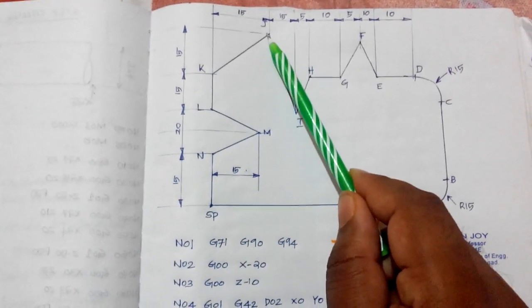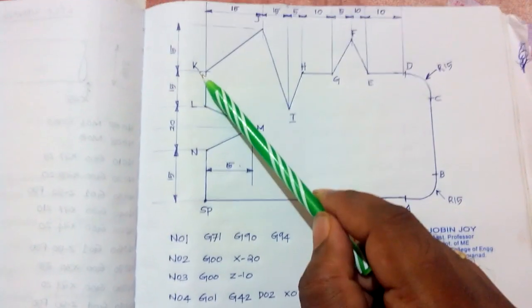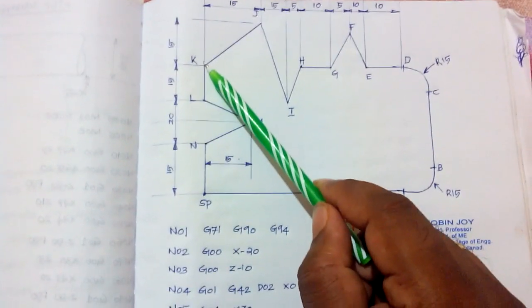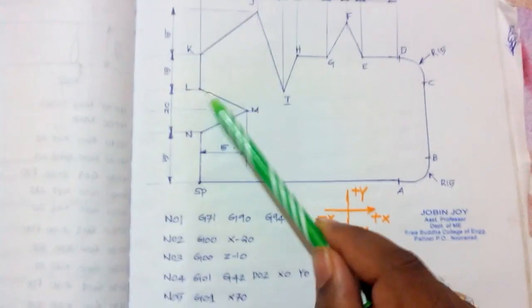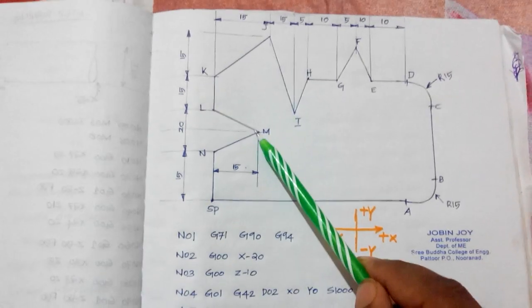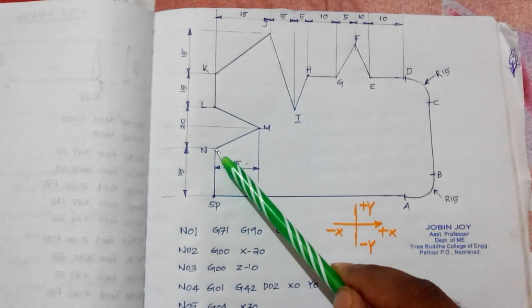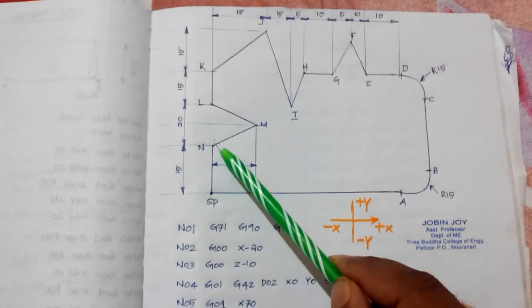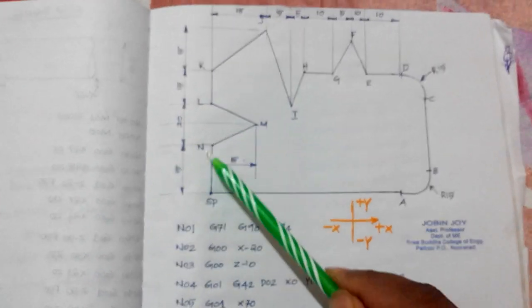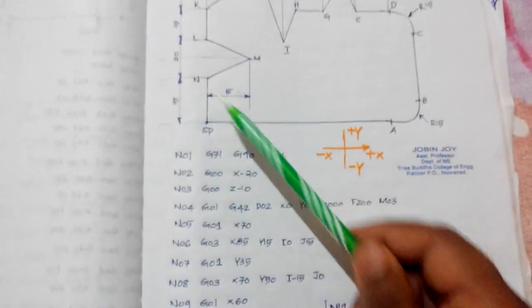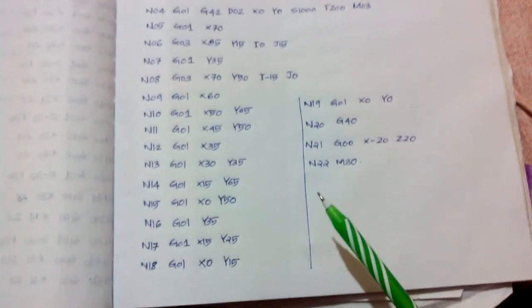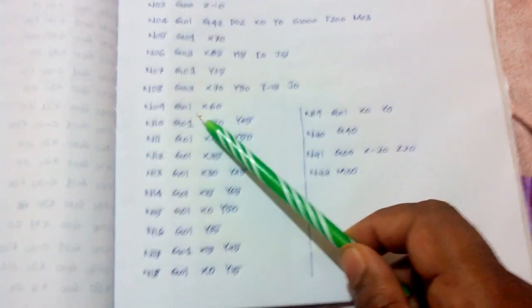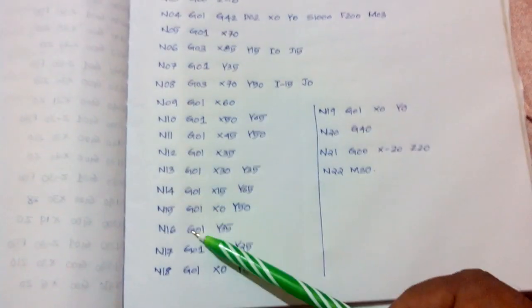I to J, this is again linear interpolation. J to K, again linear interpolation. K to L, linear interpolation, G01. L to M, again linear interpolation. M to N, again linear interpolation. And N to SP. This is the final cut. See, all other movements are linear interpolation. G01, G01, G01, all other codes are G01.